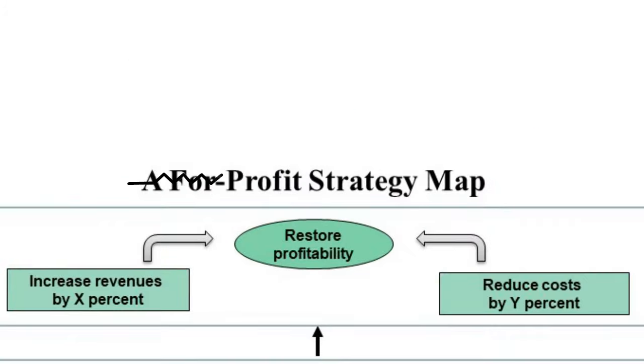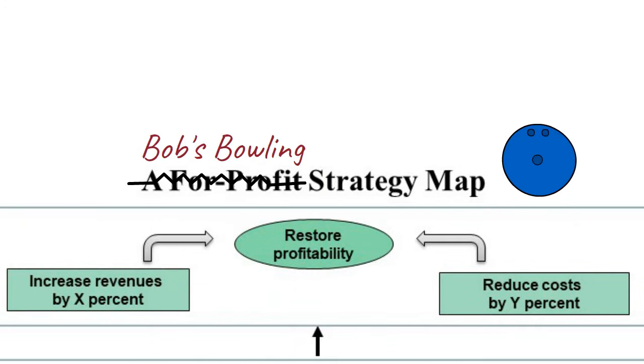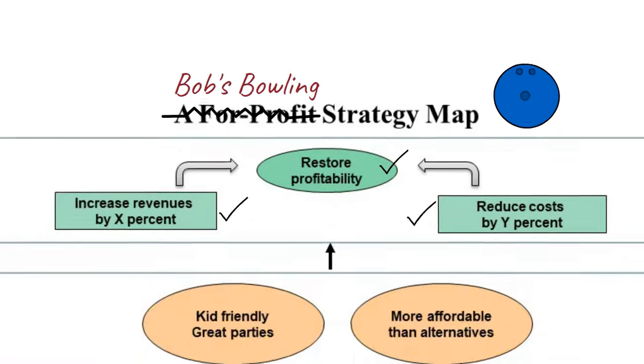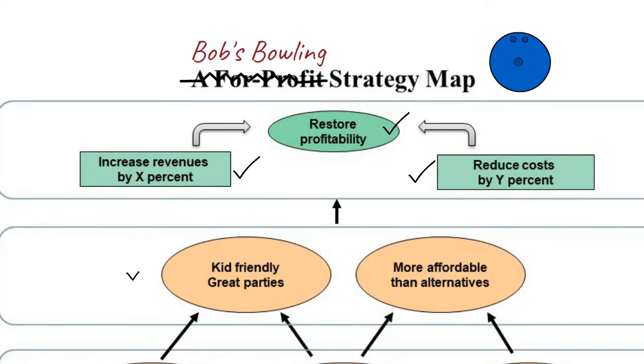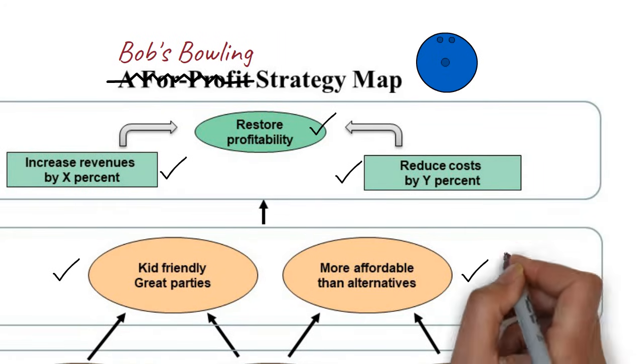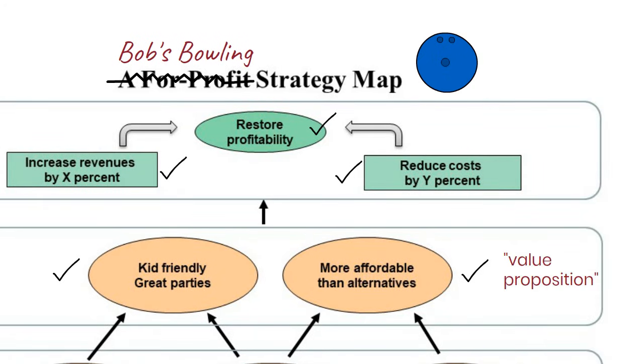A simple organization like a bowling alley. And let's say this bowling alley has two primary goals right now: to increase revenues and to reduce costs, allowing it to stay in business. What they think can set them apart is making it a super fun place for kids and parties, and at a much lower price compared to other forms of kids' entertainment in the area. That's their value proposition. Can they deliver on this promise?